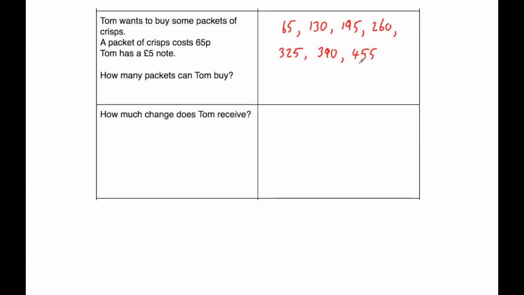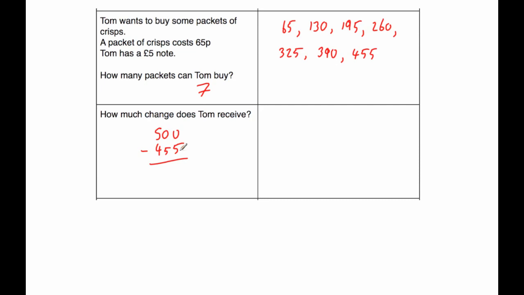And then if we add another 65, it actually goes past £5. So that's it. The answer would be 1, 2, 3, 4, 5, 6, 7. So how many packets can Tom buy? 7. And then the question says, how much change does Tom receive? Well, we know that 7 packets cost £4.55. So if we do 500 take away £4.55, we'll get our answer.